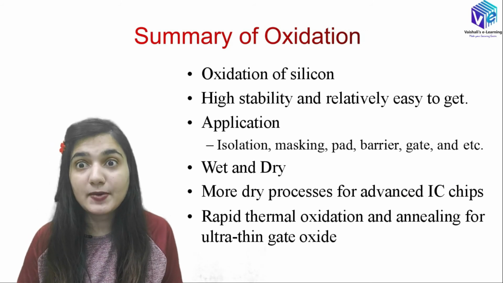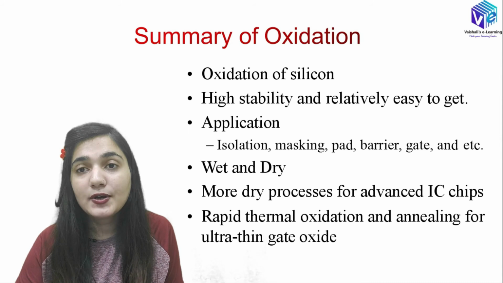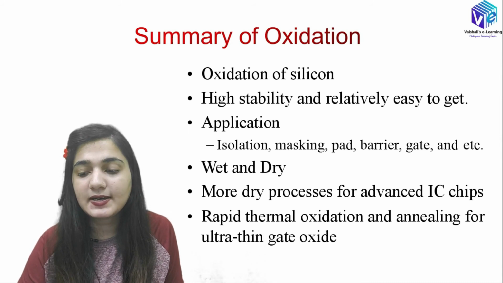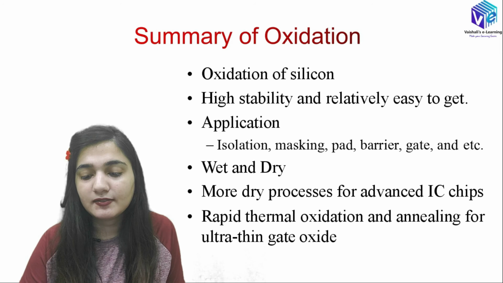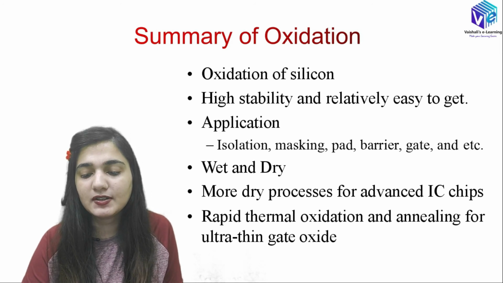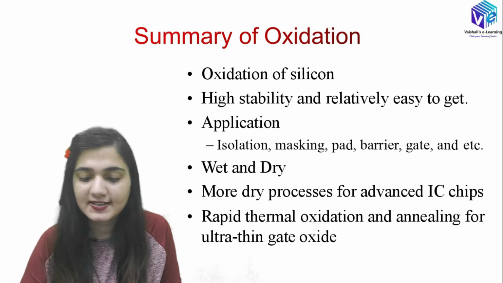So now coming to the summary of the oxidation, we have understood how the oxidation happens in the case of silicon, how it gives us high stability, and how it is relatively easy to get. We just require silicon and oxygen gas, and we have seen various applications associated with it like isolation, masking, pad oxide, barrier oxide, gate oxide, etc.